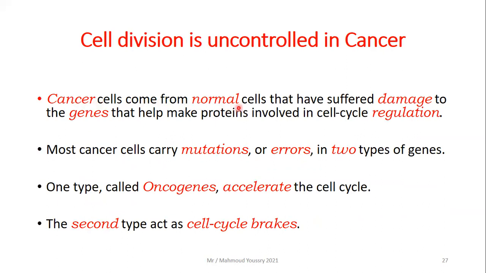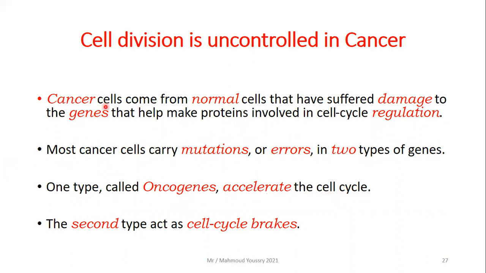Cancer cells come from the normal cells that have suffered damage to the genes that help make proteins involved in the cell cycle regulation. Most cancer cells carry mutations or errors in two types of genes. So what are these two types of genes that have mutations in cancer cells? One type is called oncogenes. Oncogenes accelerate the cell cycle.